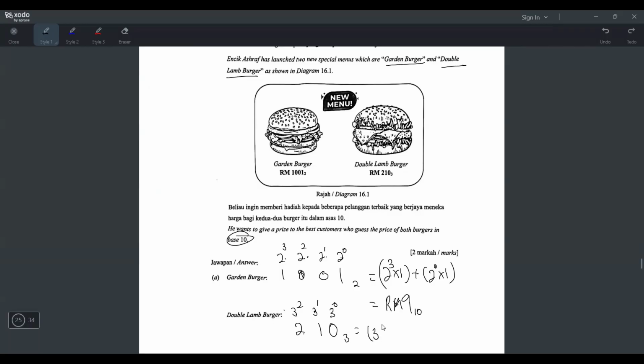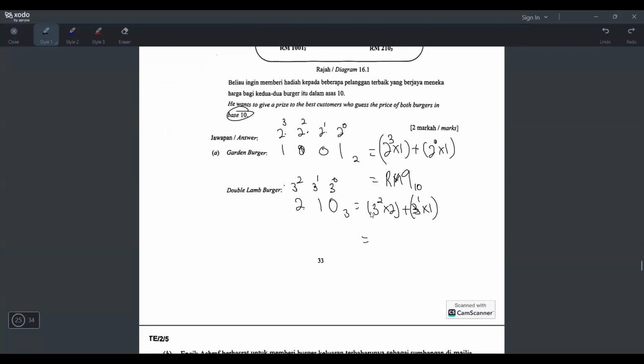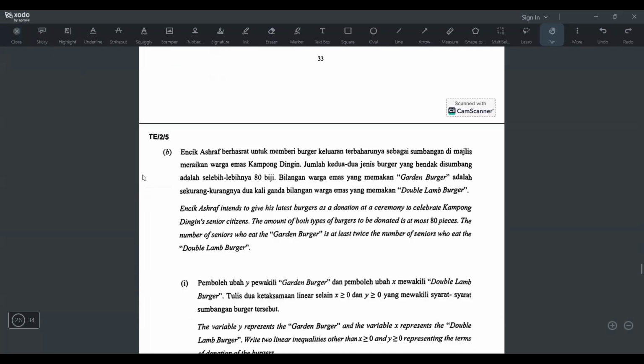So 3 power 2 times 2. And then the next one is 3 power 1 times 1. And then the last one is 3 power 0 times 0. But I won't write that because 3 power 0 times 0 is 0, and when you plus 0, it's like nothing happens. So no need to write. Calculate this in your calculator. You will get 18 plus 3, which is 21 ringgit. So write RM and then base 10. Okay, so I think this is part A, only worth 2 marks. So yeah, that's all.